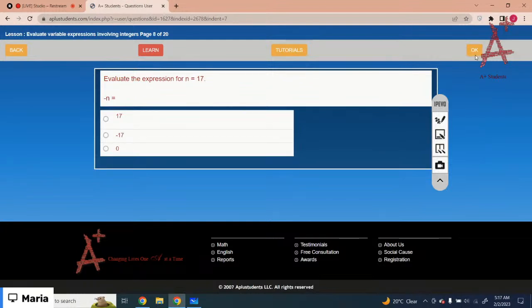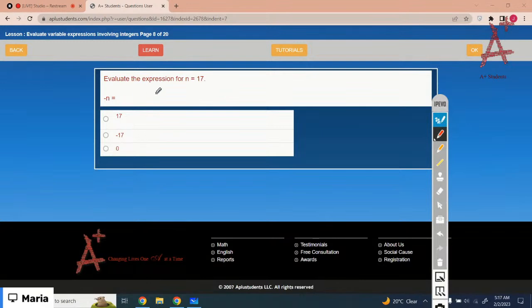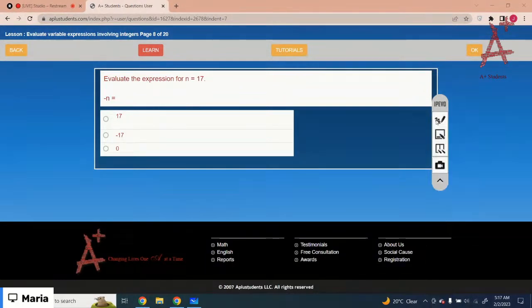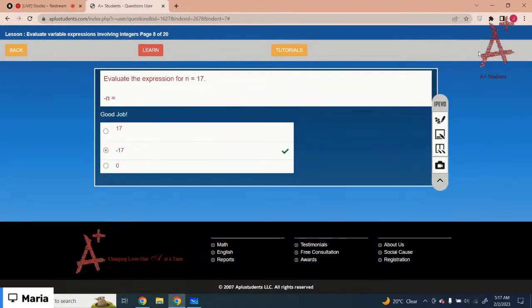Okay, evaluate the expression for n equals 17. So you have to replace the variable with the value. So it would be negative 17. Got it? So the correct option is negative 17. Just select the correct option, then click on the OK button.